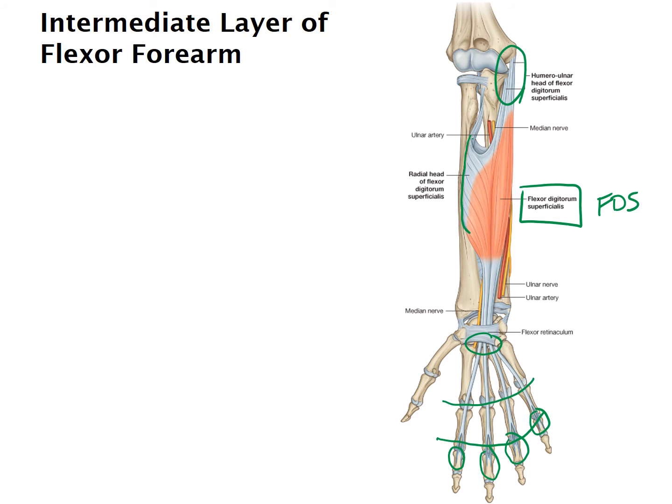Because a muscle can act on any joint that its tendon crosses, the FDS is capable of flexing the PIP joints, is capable of flexing the MCP joints, and is capable of flexing the wrist joint.